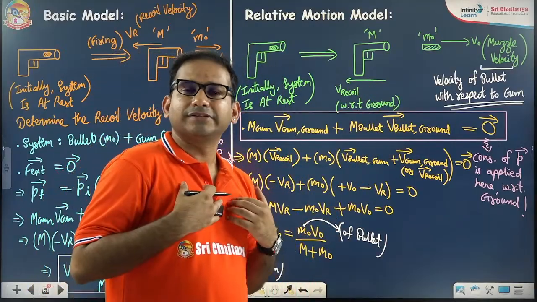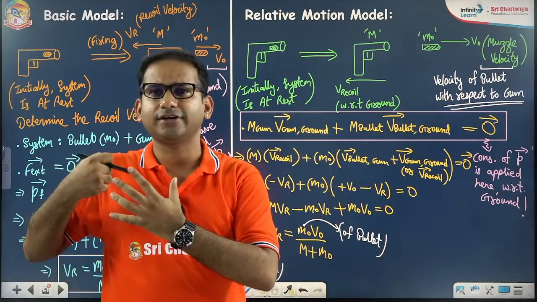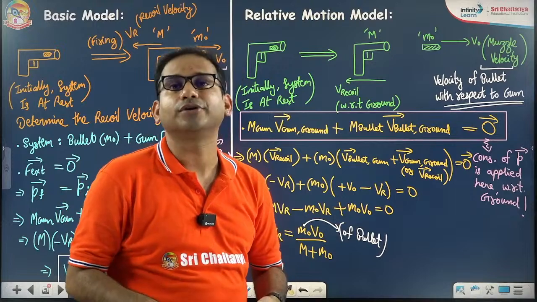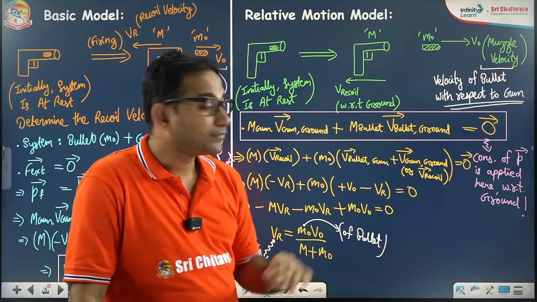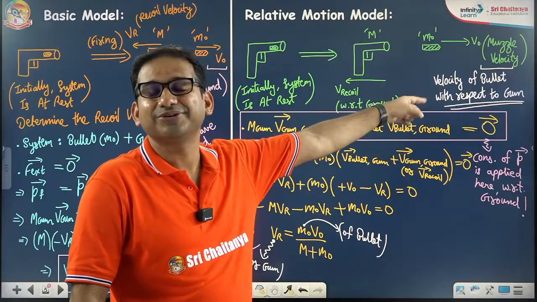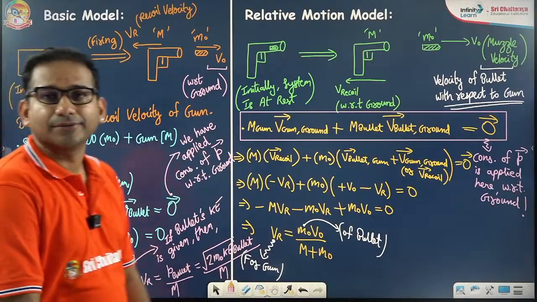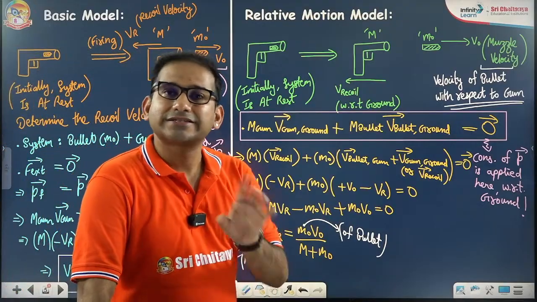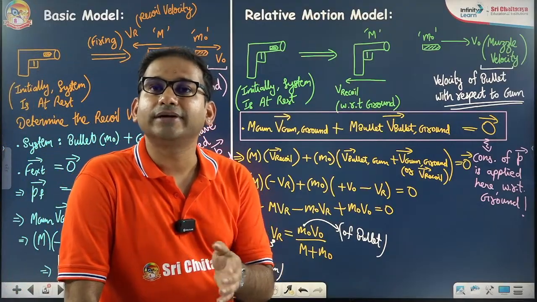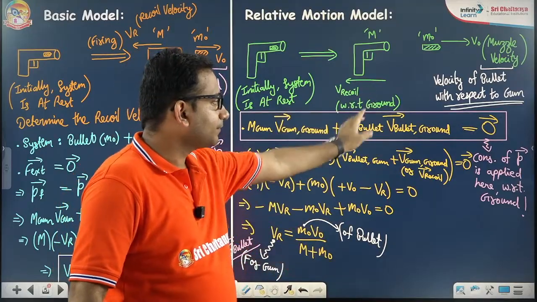Because you are the person who is standing on the ground, then firing the bullet, you will experience a recoil. So that is with respect to ground. Okay. So they are asking for the velocity with respect to ground, but they are giving you the relative velocity. So the things will not be as direct as they were here. So now what to do? We will still apply the conservation of linear momentum with respect to ground. So you will again write the same situation.